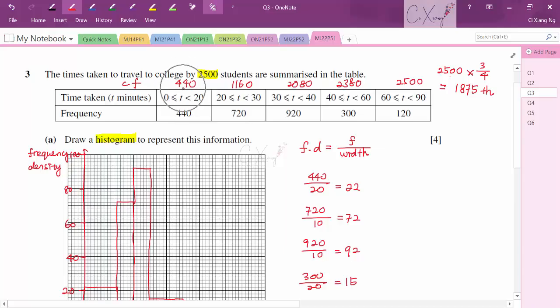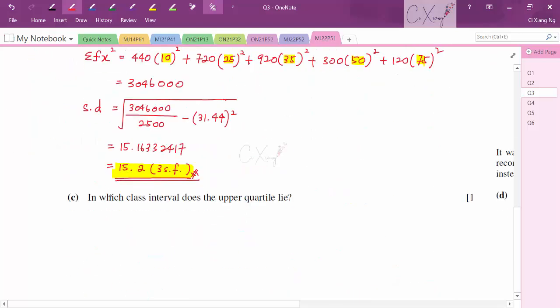From 0 until 440, it belongs to the class interval 0 to 20. From 441 until 1160, it belongs to the class interval 20 to 30. And from 1161 until 2080, it belongs to the class 30 to 40. You can see that position 1875 is under this column. Therefore our upper quartile will be in this class interval. So you can straight away state the answer, which is 30 < x ≤ 40.